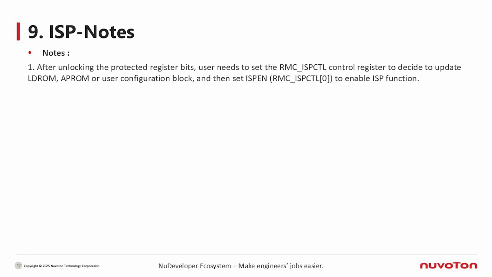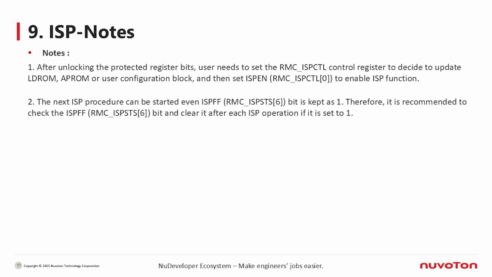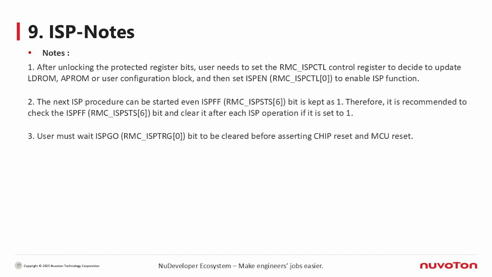After unlocking the protected register bits, the user needs to set the RMCI SPCTL control register to decide whether to update LDROM, APROM, or the user configuration block, and then set the ISPEN bit field to enable the ISP function. 2. The next ISP procedure can be started even if the ISPFF bit field is kept as 1. Therefore, it is recommended to check the ISPFF and clear it after each ISP operation if it is set to 1. 3. User must wait for the ISPGO bit field to be cleared before asserting chip reset and MCU reset.